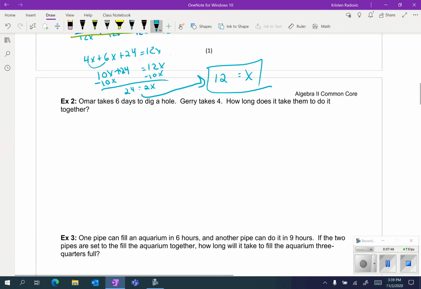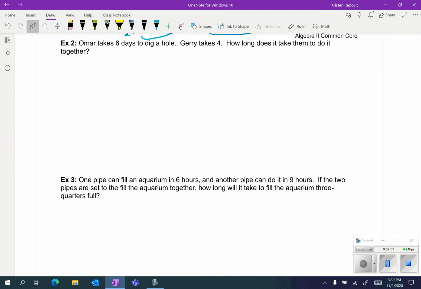Let's try another example. And remember, if I'm going too fast for you, you can pause the video or rewind. In the next example, we have Omar takes 6 days to dig a hole. Jerry takes 4. How long does it take them to do it together? So I have 2 people, so that means I'm going to have 2 fractions. And don't forget that the time together is going to be in the numerator over the individual times in the denominator.